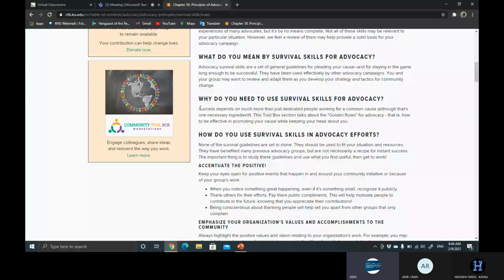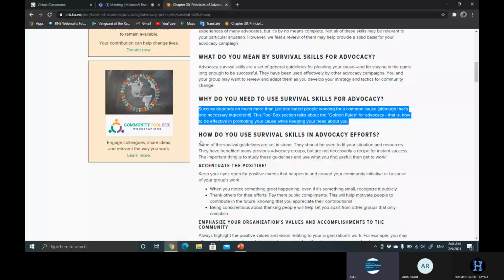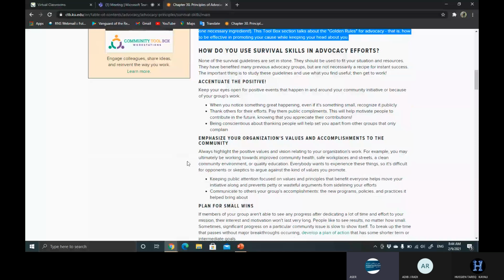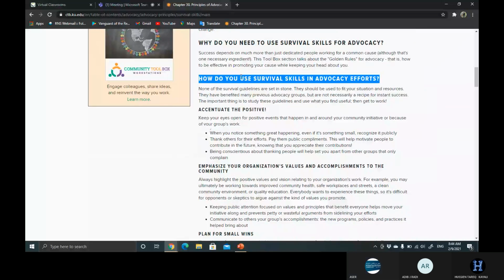Simply, success depends on much more than just dedicated people working for a common cause, although that's one necessary ingredient. This section talks about the golden rules, the main rules for advocacy, and that is how to be effective in promoting your own cause while keeping your head about you. You take as much time as you can using those skills, and those skills will help you launch your campaign off the ground. How do you use the survival skills in the advocacy efforts?